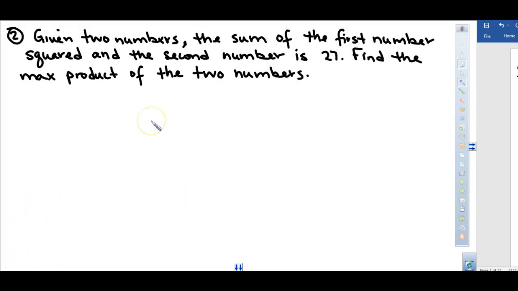So if you're given two numbers, the sum of the first number squared and the second number is 27, find the max product of the two numbers. So we have two numbers. X is one number. Let's say the first number. And y is the second number. Then we need a primary equation and a secondary equation.